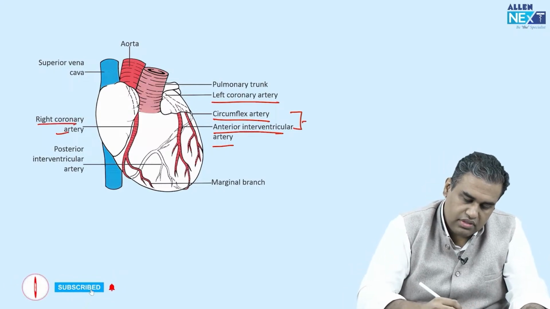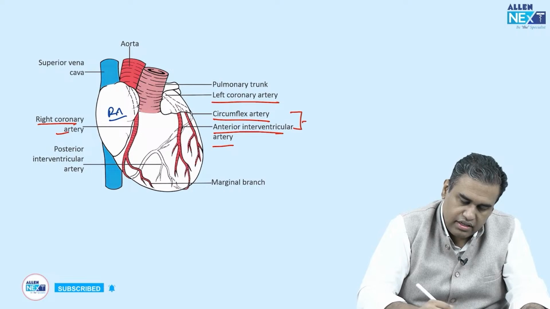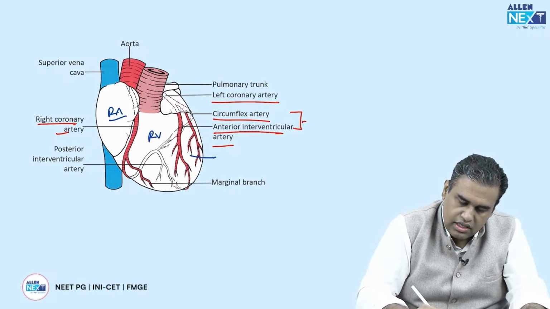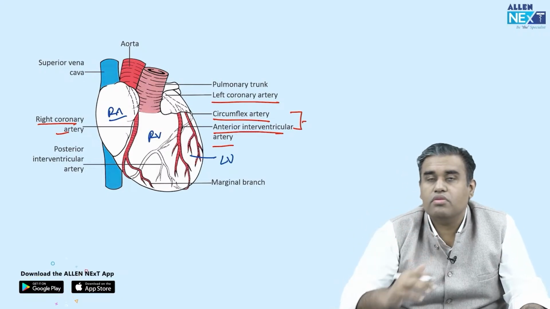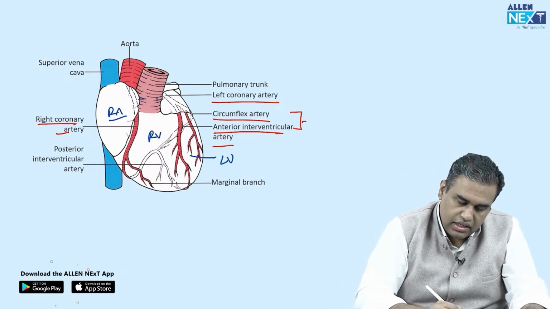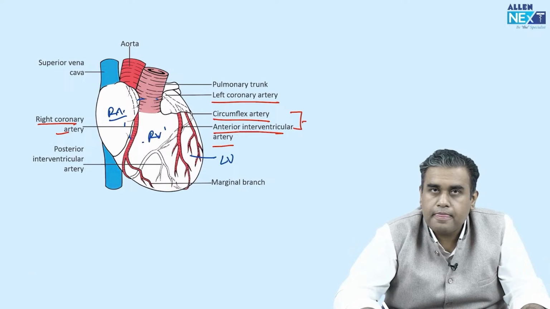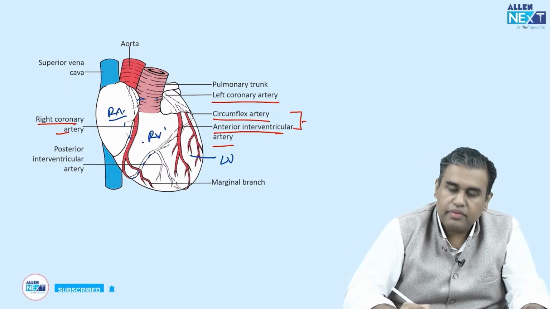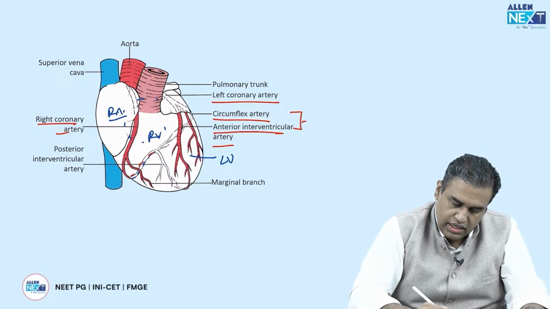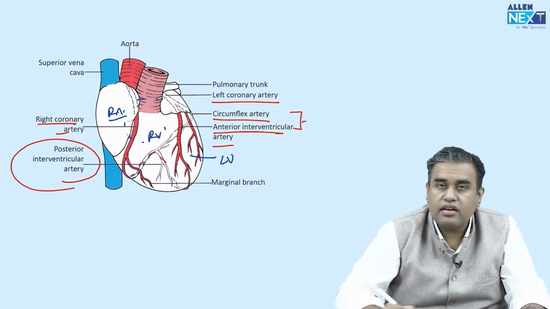Running between which two chambers? Look at the chambers: right auricle, right atrium, this is right ventricle and this is left ventricle. Where is the left atrium? It is present posteriorly, forms the base of the heart. So the left atrium would be somewhere here at the back. Okay, remember the important vessels over here. Then this RCA continues behind. It goes behind, and it continues as the posterior interventricular artery.